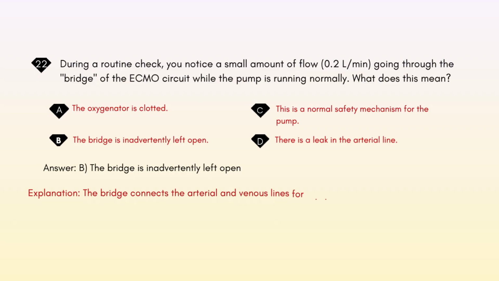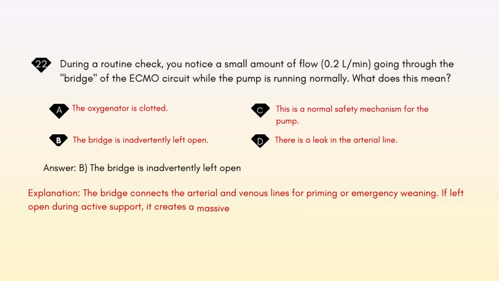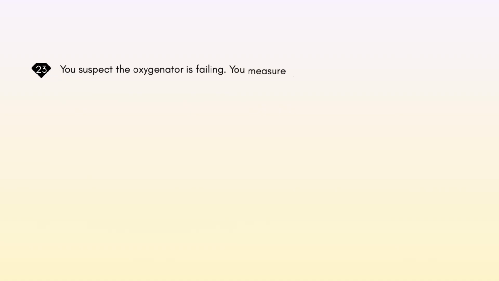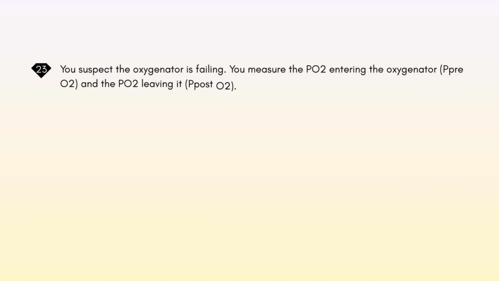Explanation: the bridge connects the arterial and venous lines for priming or emergency weaning. If left open during active support, it creates a massive shunt where oxygenated blood goes straight back into the venous line, effectively bypassing the patient. It should always be clamped during support. You suspect the oxygenator is failing. You measure the PO2 entering the oxygenator, pre-O2, and the PO2 leaving it, post-O2.